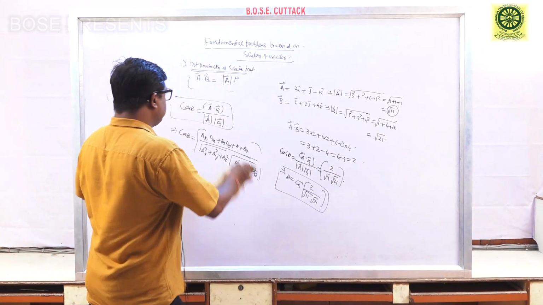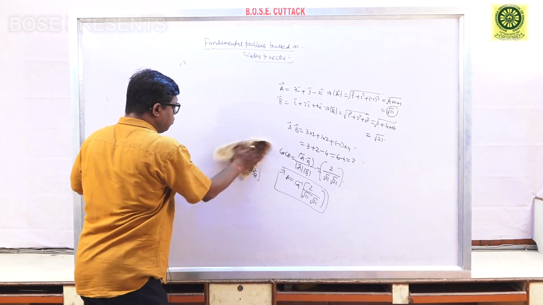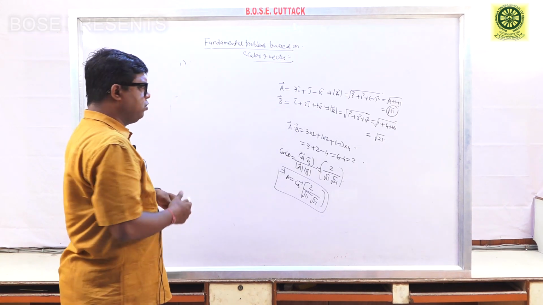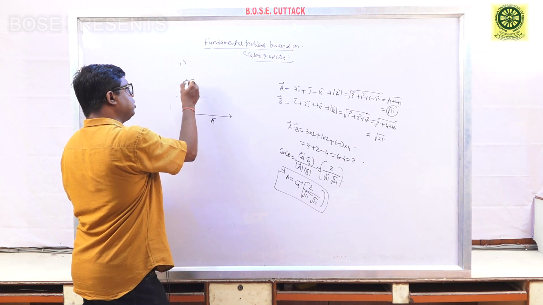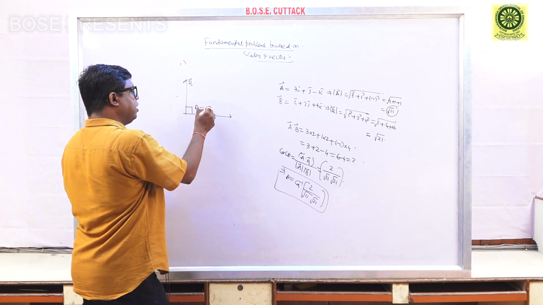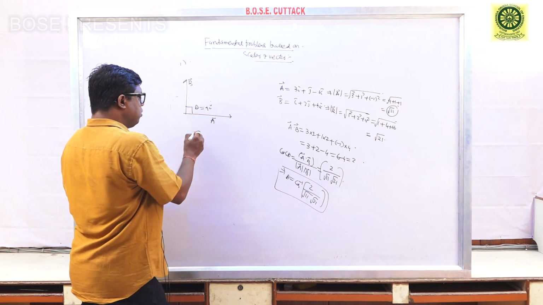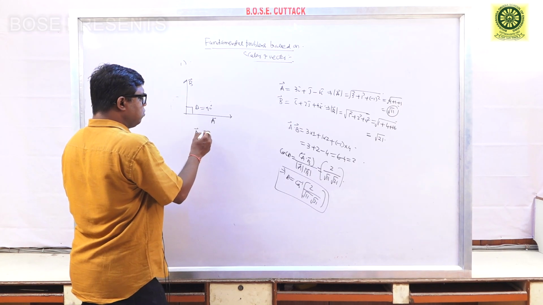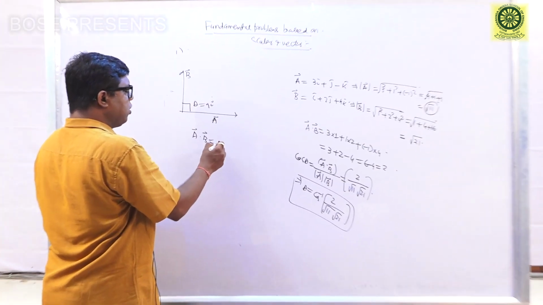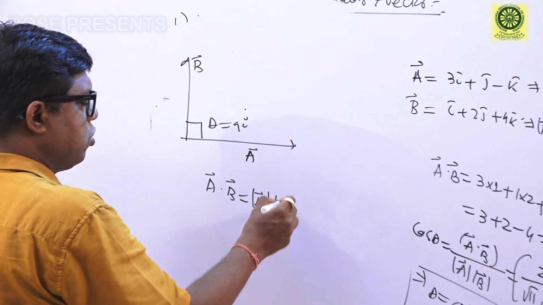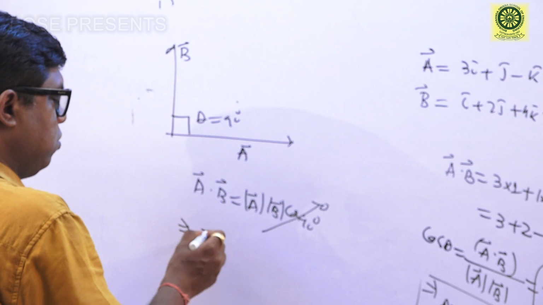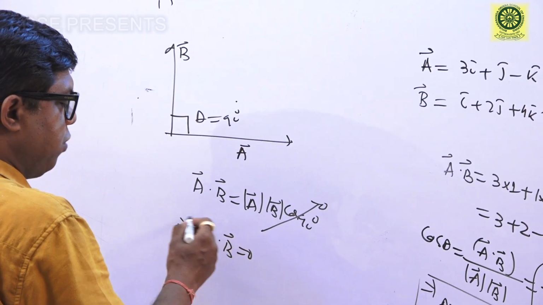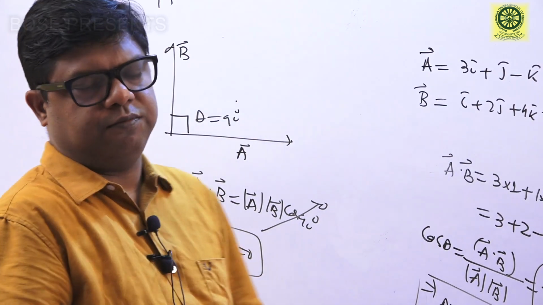Suppose you know that if the two vectors A and B are mutually perpendicular to each other, then theta is equal to 90 degrees. So the dot product is equal to A magnitude and B magnitude into cos theta, cos 90. Cos 90 is 0, so the dot product is 0. If the two vectors are mutually perpendicular to each other, the dot product is 0.